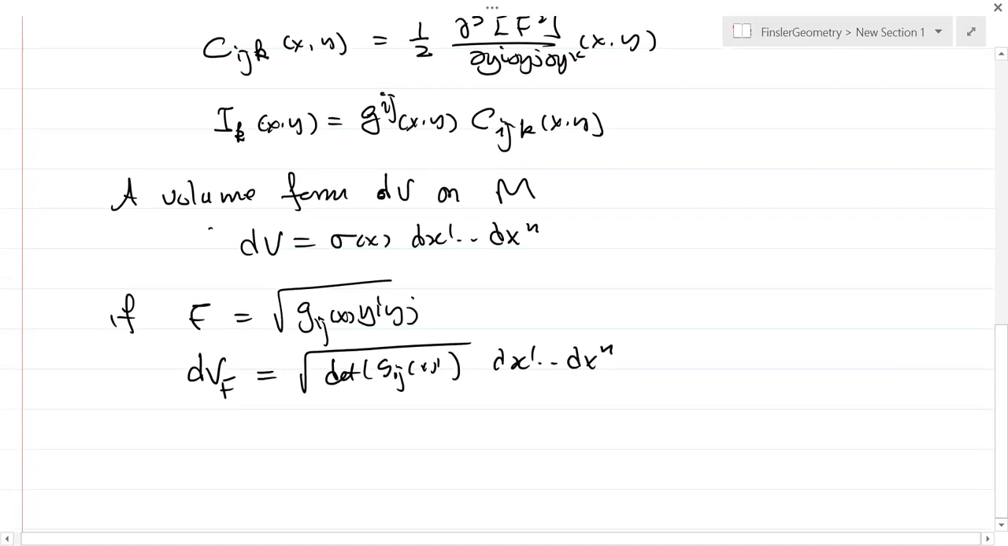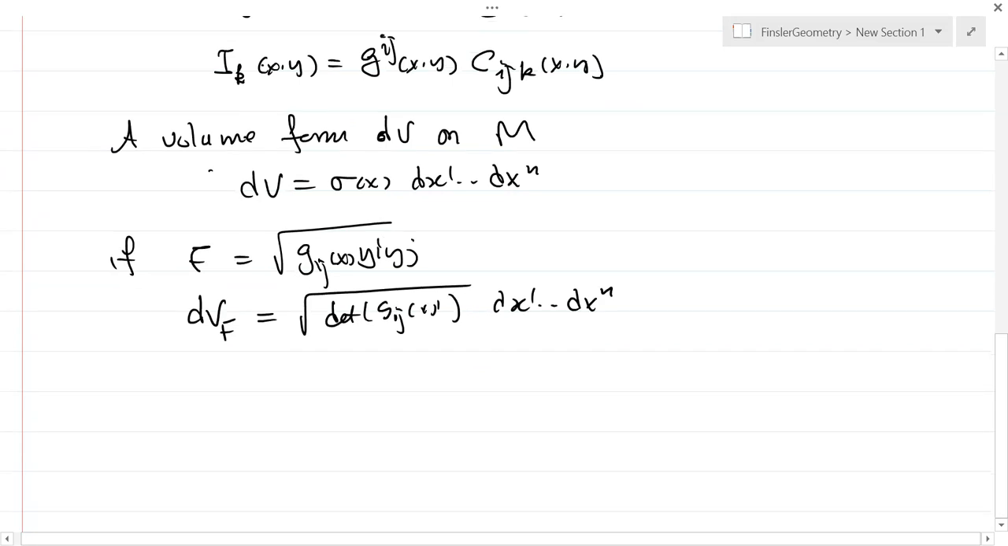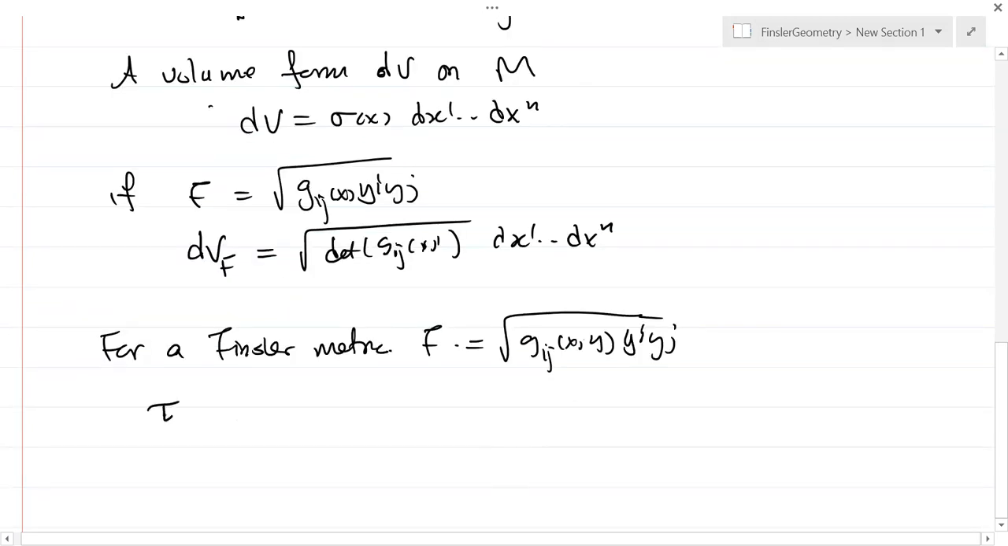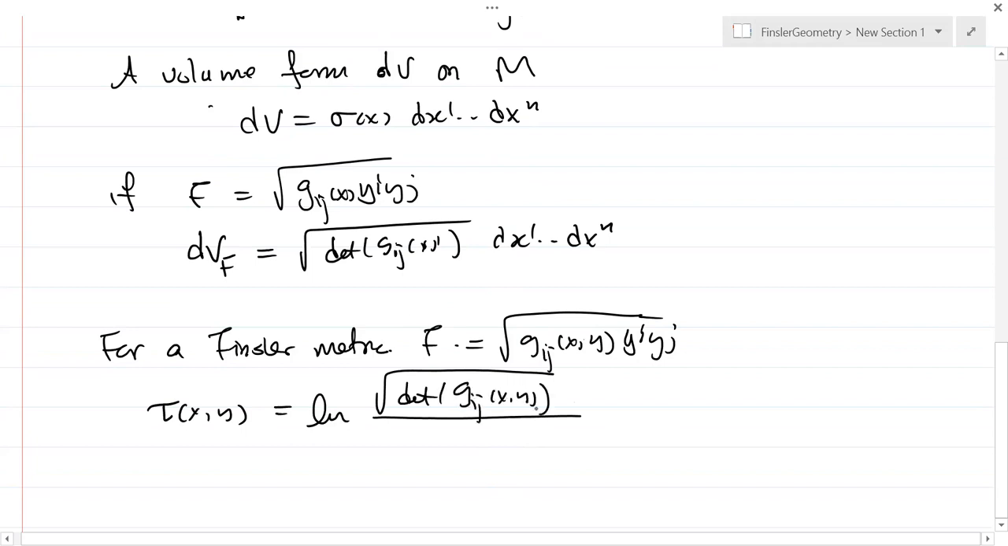But in general, if the metric is Finsler, then we have trouble. The determinant of g_ij is going to be a function that depends on y. But for a general Finsler metric F, which is expressed in this form, we can define the so-called distortion. It depends on x and y. It's the natural log; I still formally consider the determinant, but now this one depends on y also. And compare with the volume form, this is an arbitrary volume form dV.